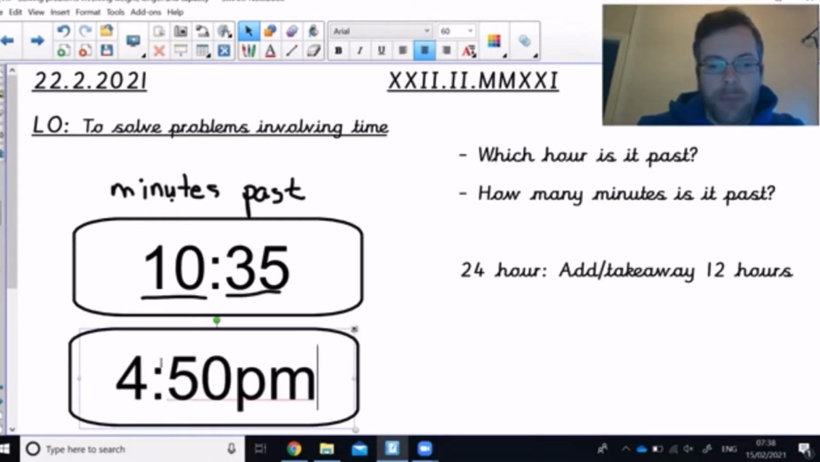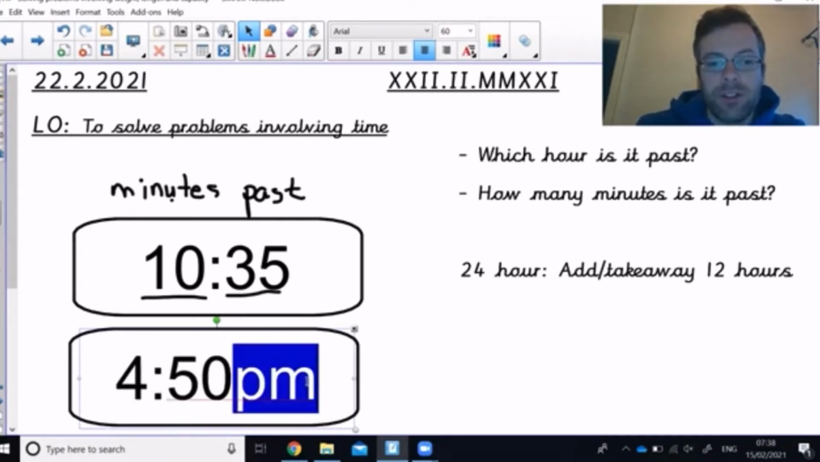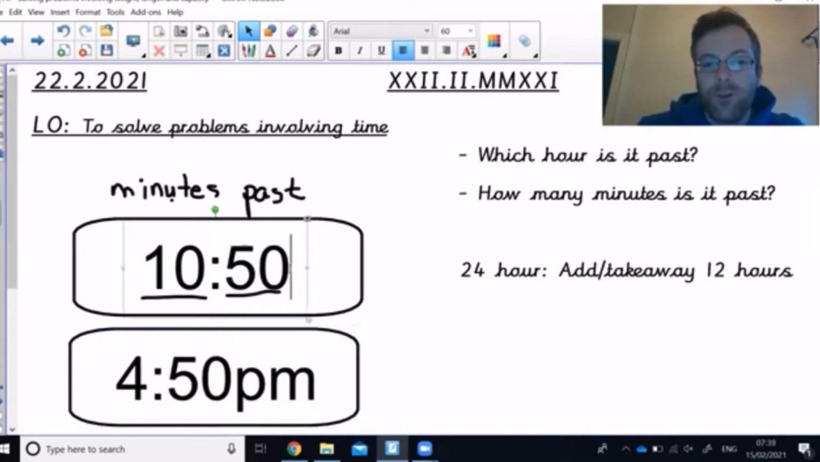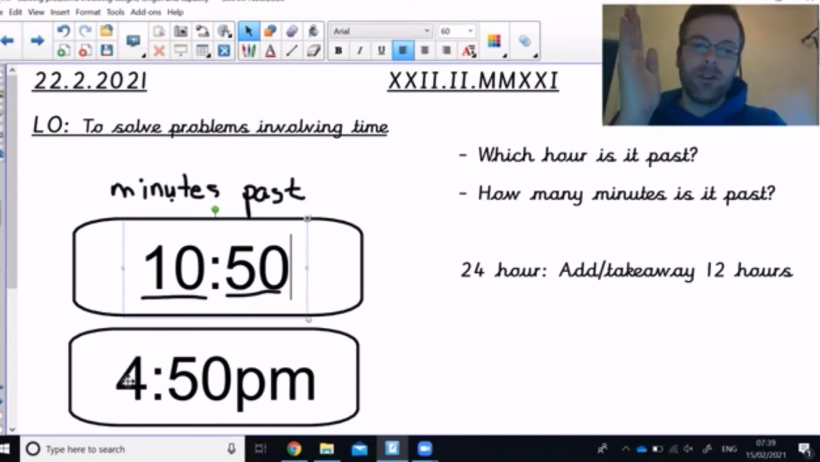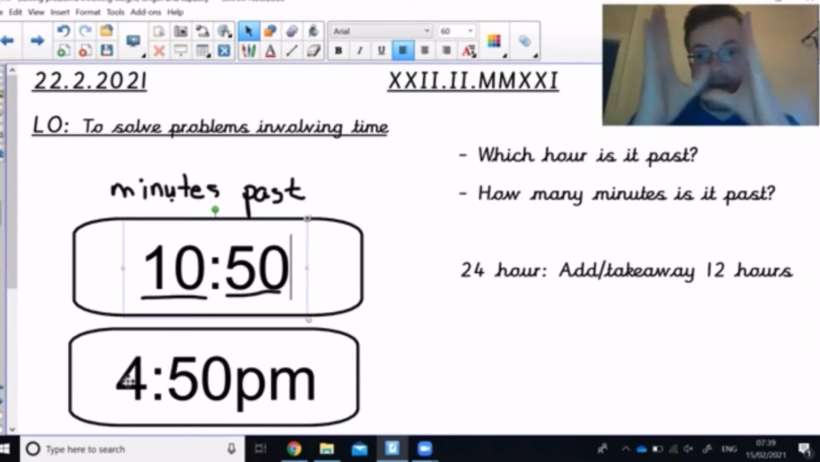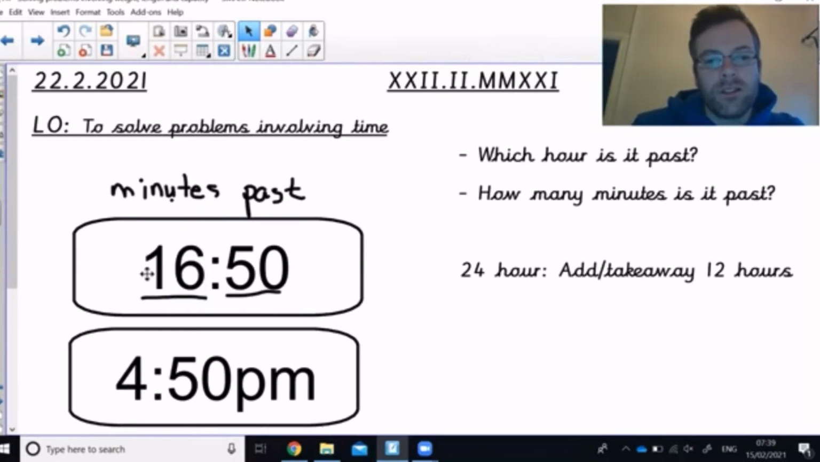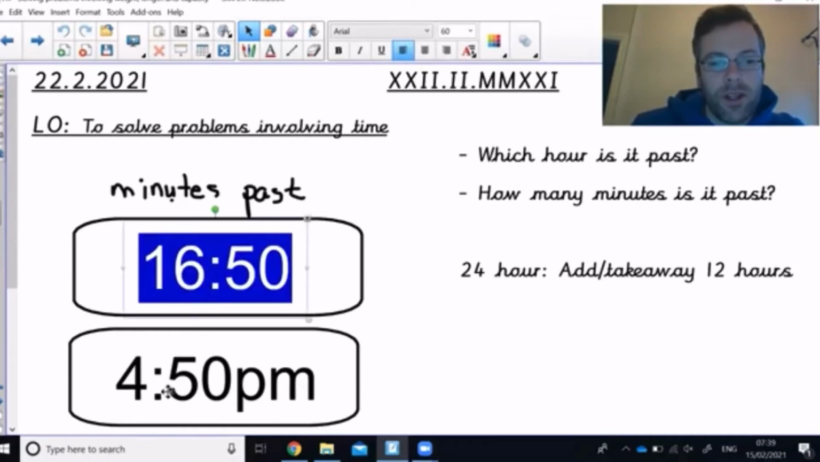Now, let's just say that I switch this up and I made this 4:50 p.m. Okay, p.m. tells me that it's in the afternoon, it's after 12. Now, the minutes are going to be exactly the same because it's still 50 minutes past the hour. This is a 24-hour clock. Now, it's 4 hours plus the 12 from this morning. So 4 hours in the afternoon plus the 12 from this morning is 16. So on a 24-hour clock, 4:50 p.m. is 16:50. Okay? 16:50.